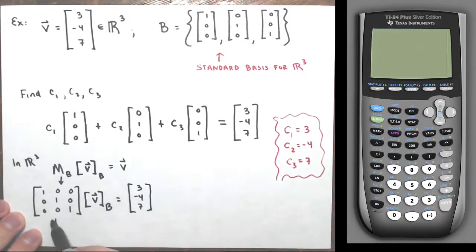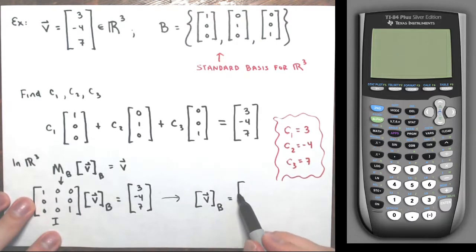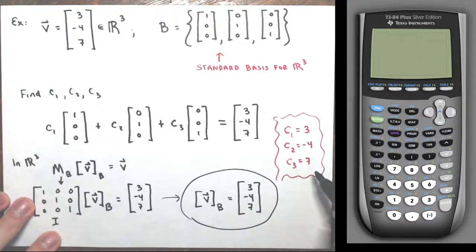And this is the identity matrix, right? So remember, the identity matrix is just, when you multiply it by any other matrix, it's just that matrix itself. So the coordinate vector for V with respect to this basis is 3, -4, 7, right? Which, like I said, we already knew that. We kind of figured that out over here with the coordinates.